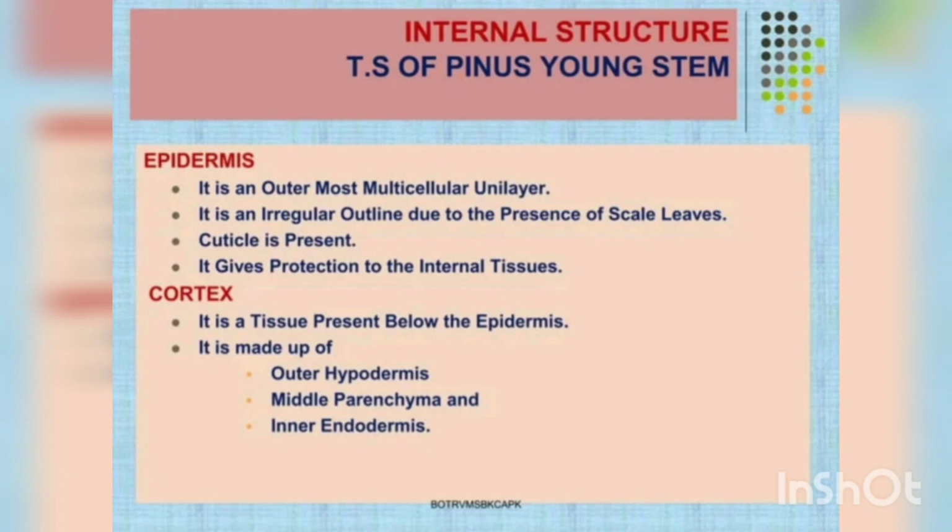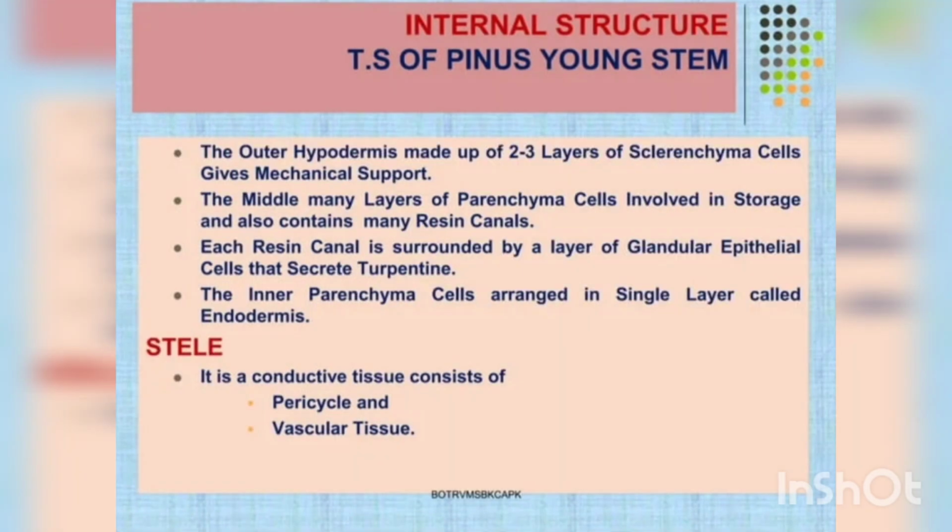The outermost region of the cortex, which is seen below the epidermis, is called the outer hypodermis, and it is made up of 2 to 3 layers of sclerenchyma cells, which give mechanical support. The middle layer consists of parenchyma cells, which is involved in storage. It also contains resin cells.